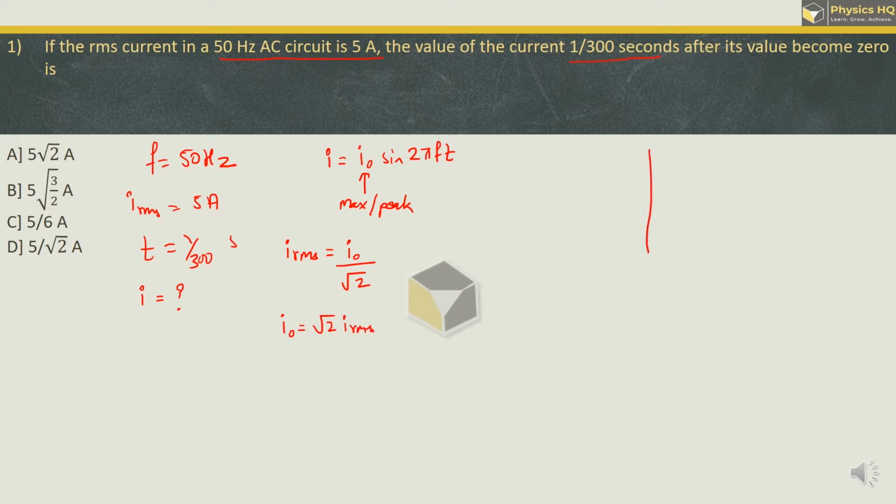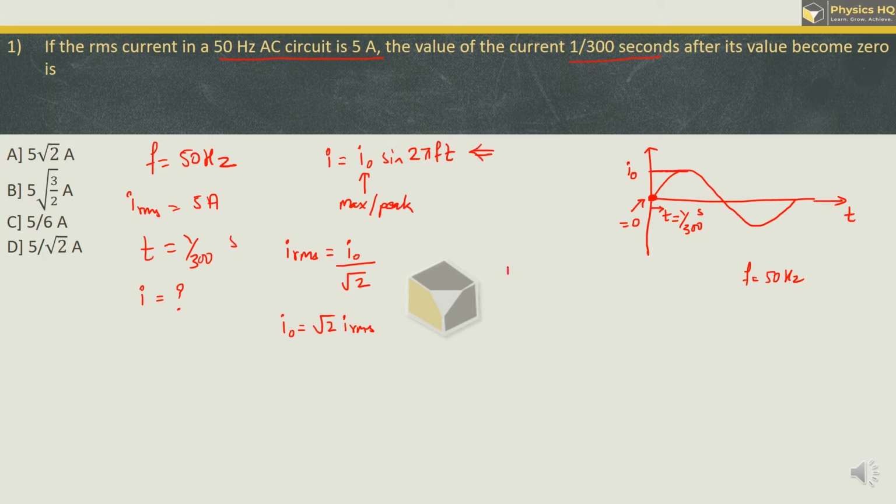Now let me draw the waveform over here. So this is the sinusoidal waveform. The frequency of this waveform is 50 Hz. At this point value of current is 0 and after a particular time t equal to 1 by 300 second we have to find the value of current. This is the maximum value I0. So we will be using this equation to find the answer.